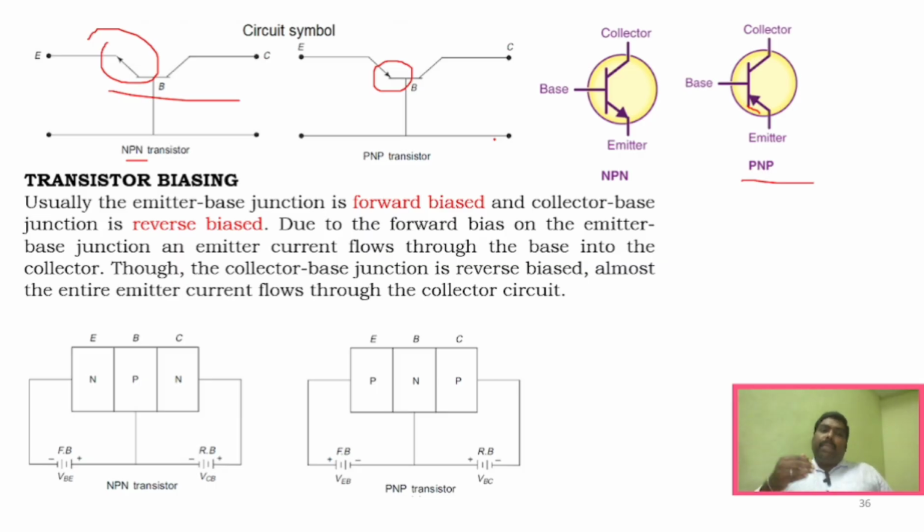And coming to biasing of the transistor, right? I already said we have two important junctions in a transistor. We have three terminals and two junctions, right?